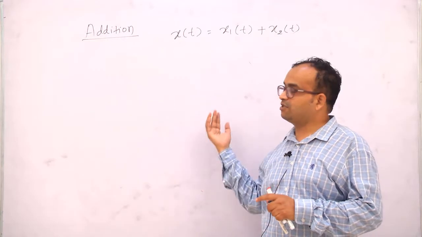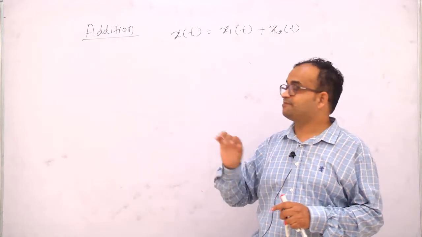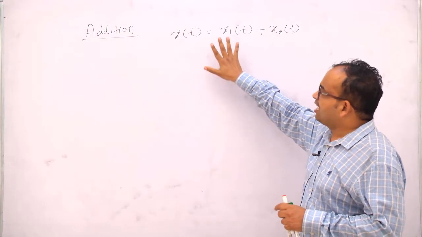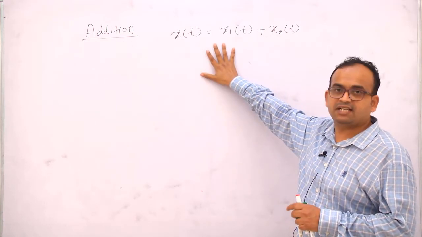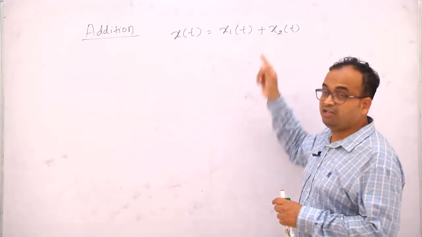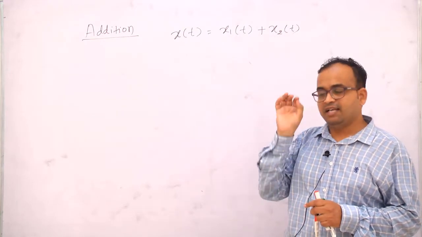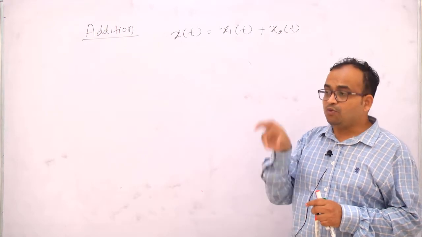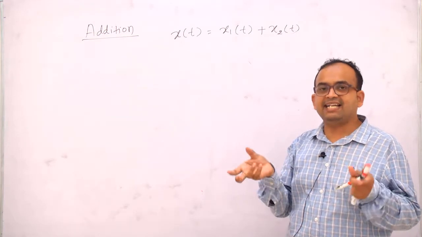Expression you can find in continuous, same thing will be for the discrete, right? So now what happens? We have to see about the addition of two signals. So two continuous time domain signals x1 of t and x2 of t will be given to you. Now what you have to do? We have to add the two signals.